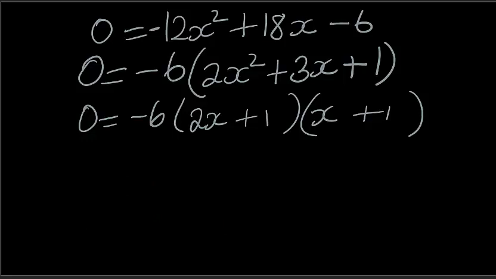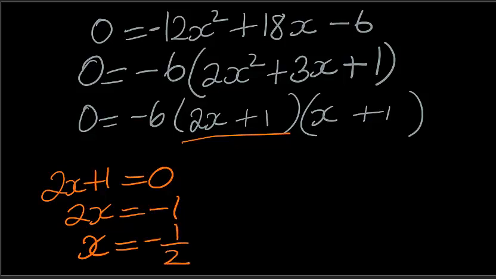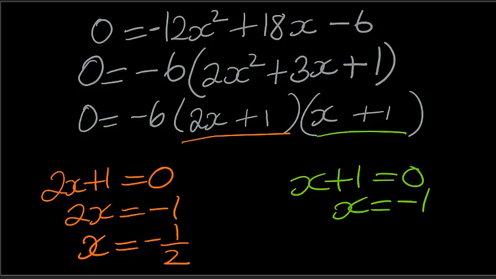So now I can say this bracket, 2x plus 1 equals 0. So 2x equals minus 1, and x is equal to minus 1 over 2. On this side, I'm going to say x plus 1 equals 0, so x equals minus 1. And those are the two values for x.